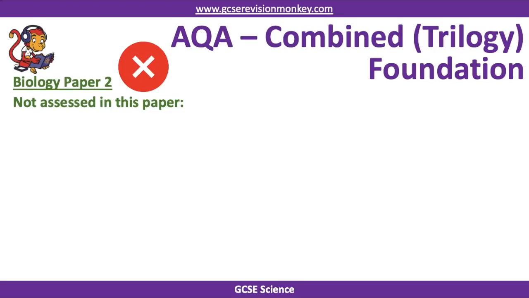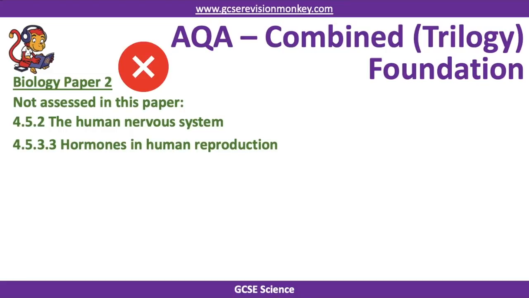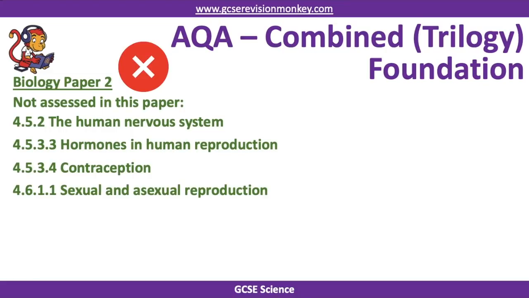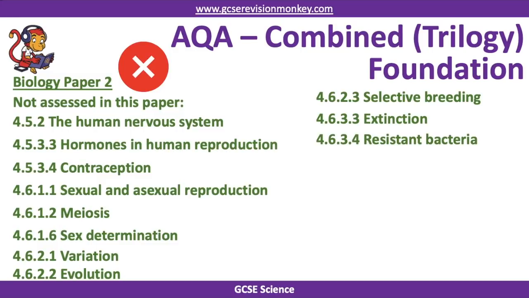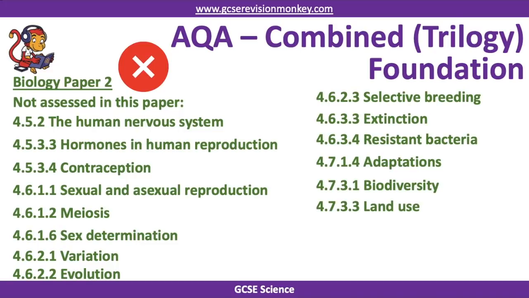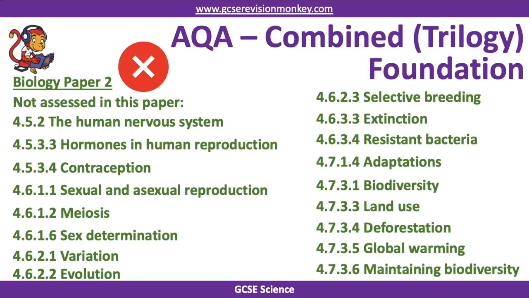So first of all, looking at what's not going to be assessed in this paper, actually there's quite a few things that they've taken out of this exam, and these are the human nervous system, hormones in human reproduction, contraception, sexual and asexual reproduction, meiosis, sex determination, variation, evolution, selective breeding, extinction, resistant bacteria, adaptations, biodiversity, land use, deforestation, global warming, and maintaining biodiversity.